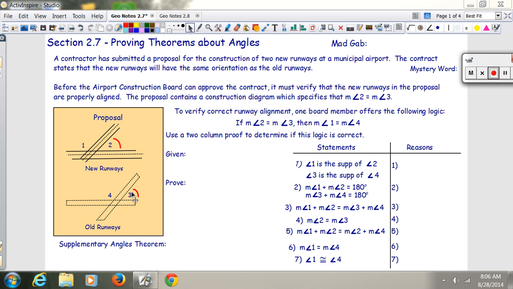To verify correct runway alignment, one board member offers the following logic. Well, if the measure of angle 2 equals the measure of angle 3, then the measure of angle 1 has to equal the measure of angle 4. Use a 2-column proof to determine if this logic is correct. So first off, angle 1 is the supplement of angle 2. Angle 3 is the supplement of angle 4. What reason could we give for that?